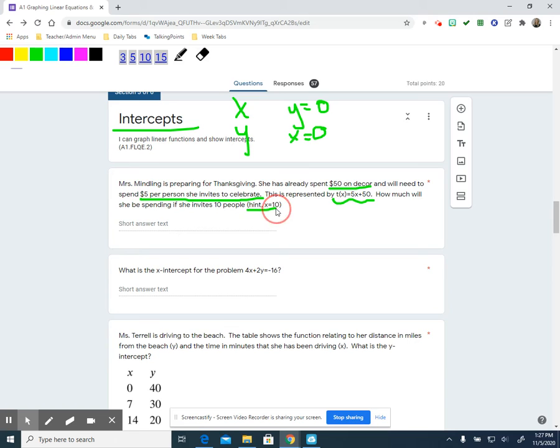What happens if x is equal to 10? This is just a simple substitution problem. So we're going to plug in 10. What is 5 times 10 plus 50? 5 times 10 is $50, plus 50 is $100.